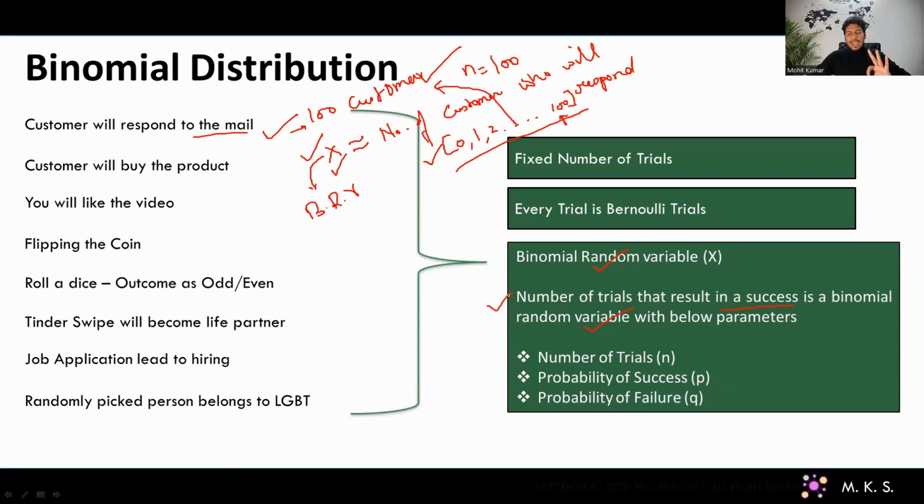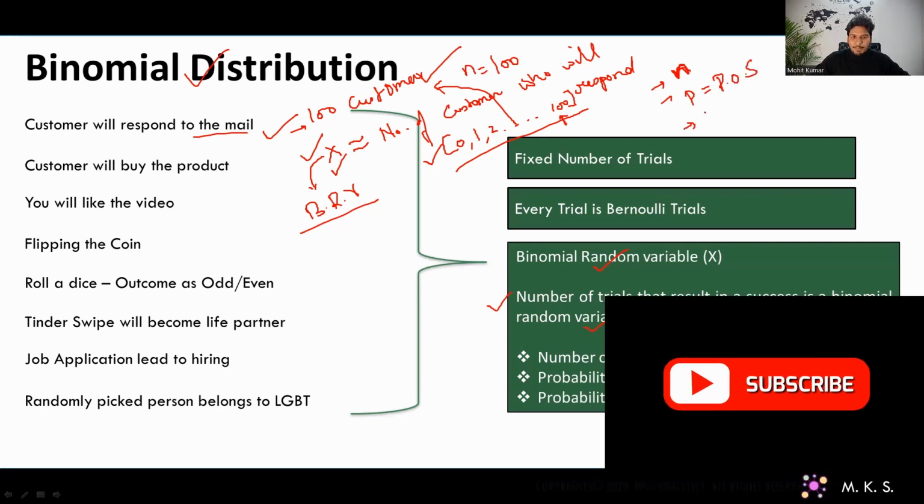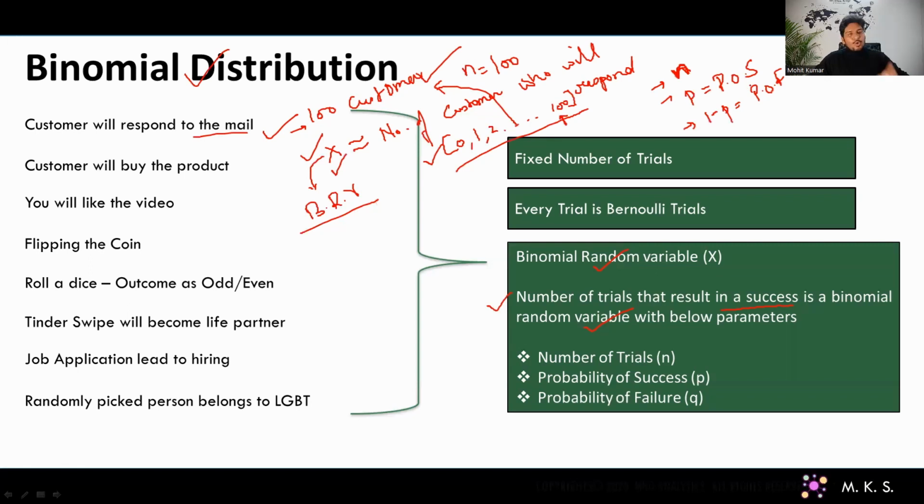So here you have three different parameters of this binomial random variable, or you can say binomial distribution. One is the number of trials, that is small n. Second is the probability of success, that is also fixed and will not change throughout the trials, right? It will remain the same. So that is P, probability of success. Now, if I subtract P from 1, you will get the probability of failure, right? Because there are only two possible outcomes.